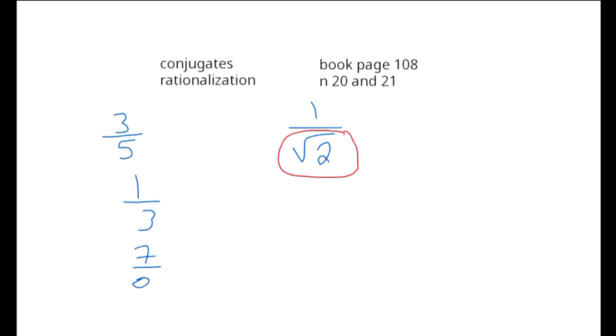We have radical 2 down, only one radical. It's not added, not subtracted to any number.